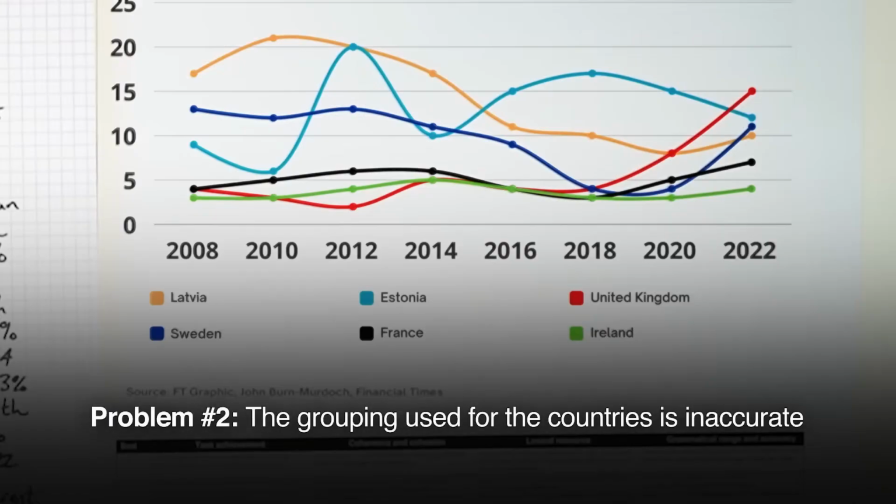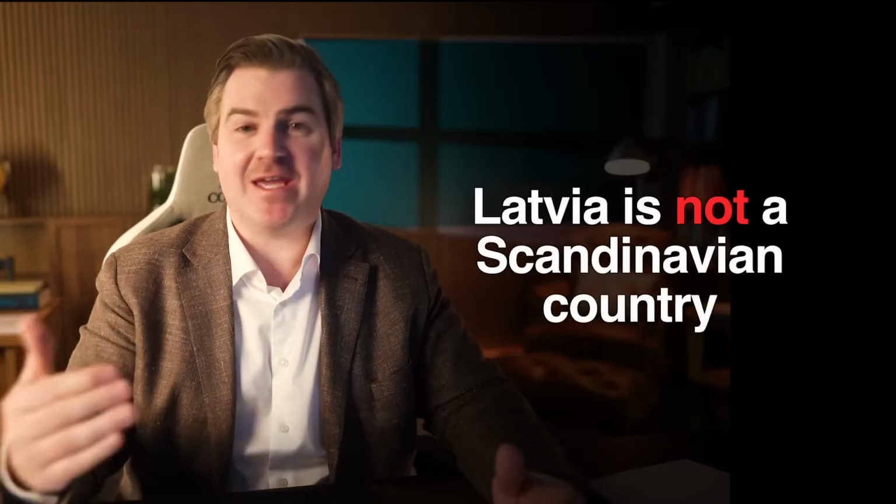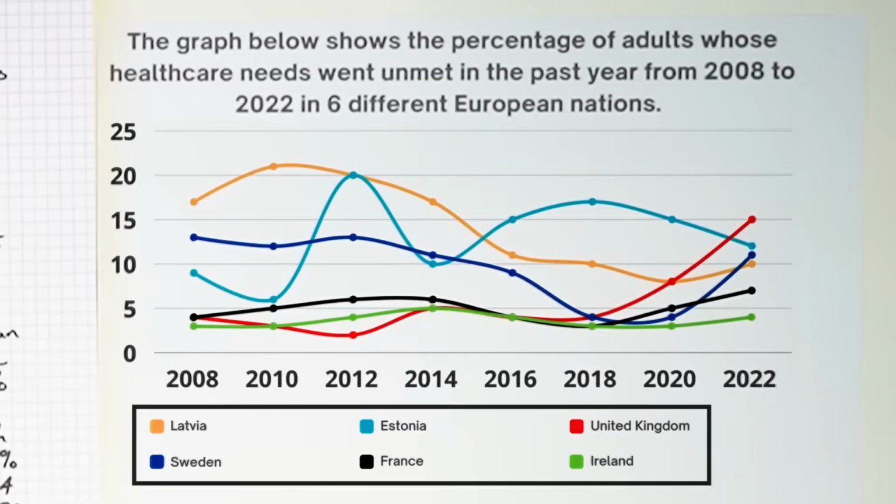The other problem with that is, again, by bringing in your own information, often your own information is wrong. Latvia is not a Scandinavian country. Also, what they've done here is they've just looked at the key here and they've seen Latvia, Sweden, Estonia are the first three and France, United Kingdom, Ireland are the second three.